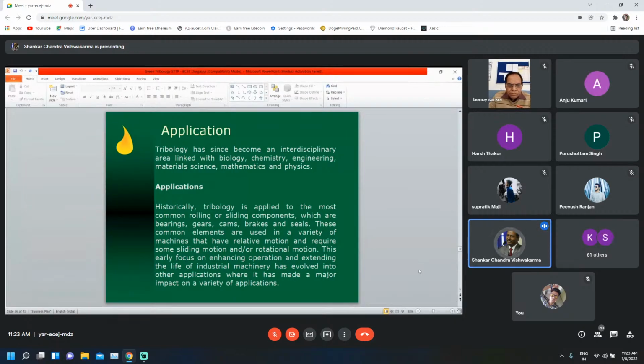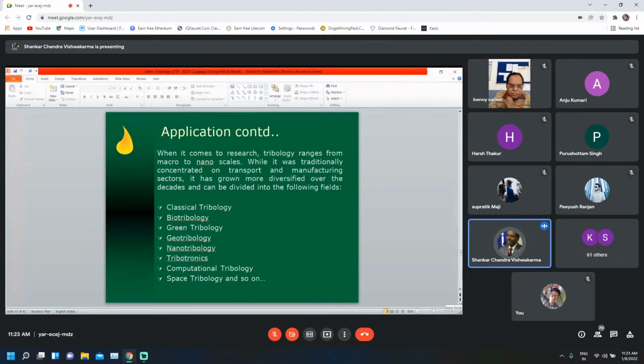This early focus on enhancing operation and extending the life of industrial machinery has evolved into other applications where it has made a major impact on a variety of applications. Now I'll give you in brief the different applications. There is classical tribology, biotribology, green tribology, geotribology, nanotribology, tribotronics, very, very important. And the recent budding and flourishing tribology is tribotronics.